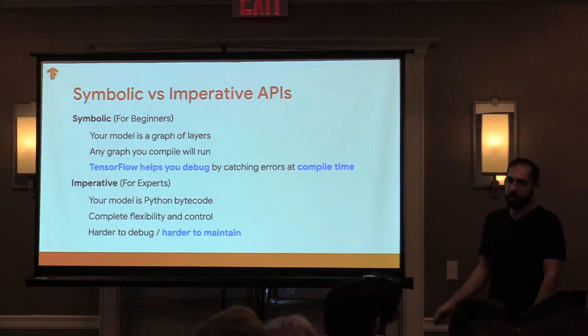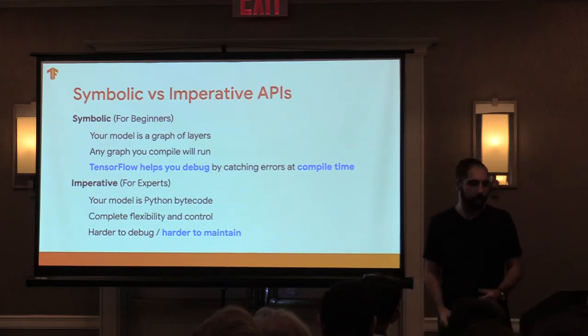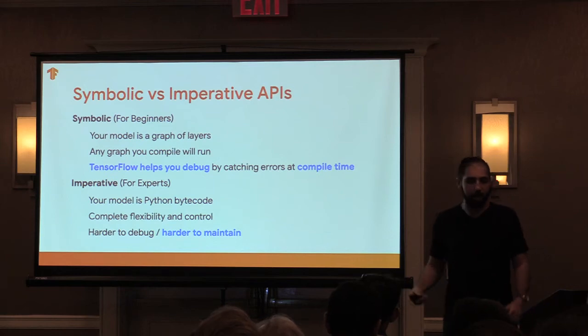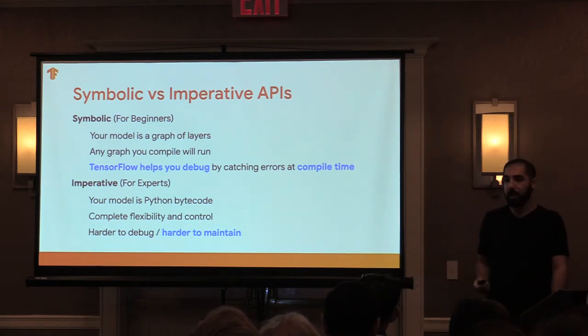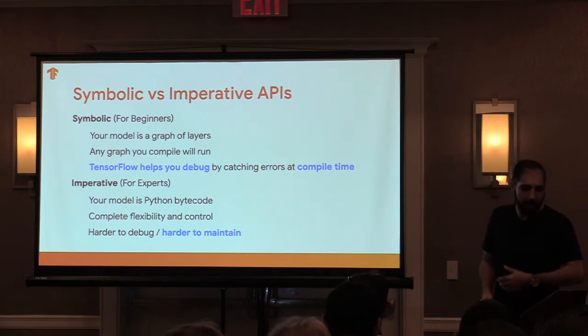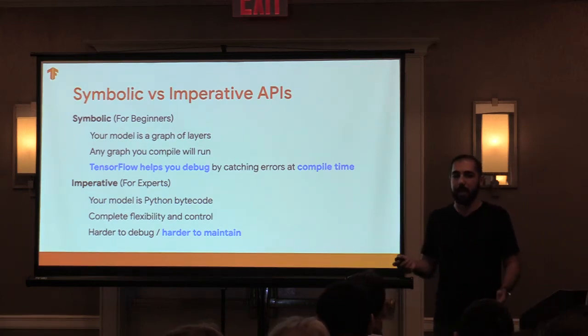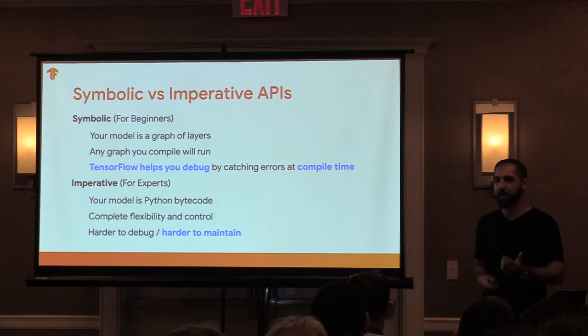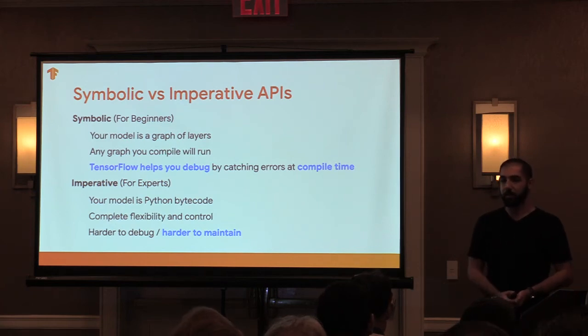Now, how does this compare to the for experts method, or what we call the imperative method? Your model is Python bytecode because you're just creating a Python class. You have complete flexibility and control over what you're doing, but by nature, it is obviously going to be harder to debug and then harder to maintain. But they're both great, and they both have their applicable use cases.